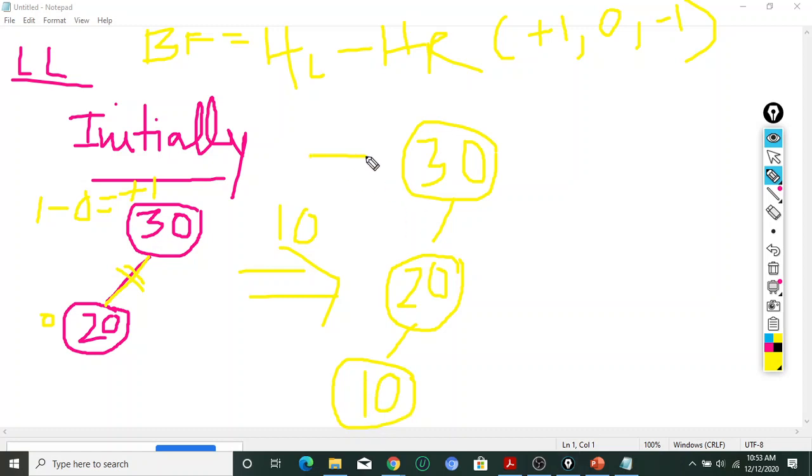How many comparisons are required to insert 10 on the left-hand side? Two comparisons. First comparison with this one, it is less than, so I will move to the left-hand side. Then again we compare with the 20, that is the second comparison. We check whether it is less than, so I will add this node at the left-hand side. So the 10 will be the left child of 20, right?